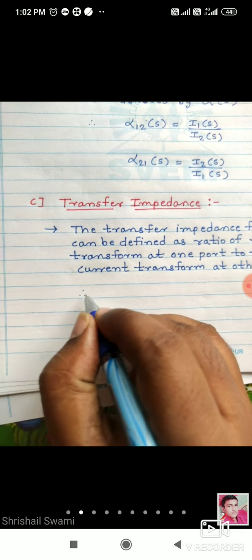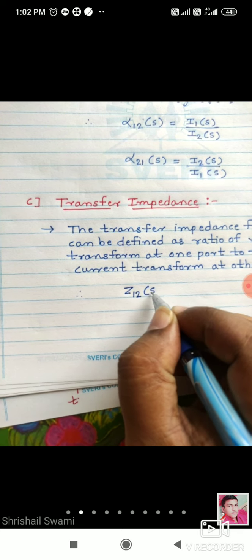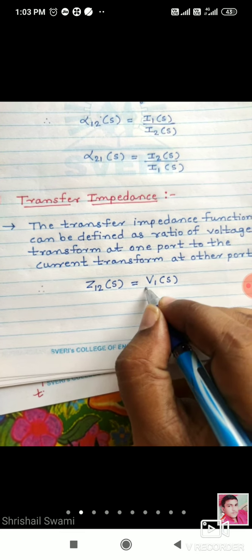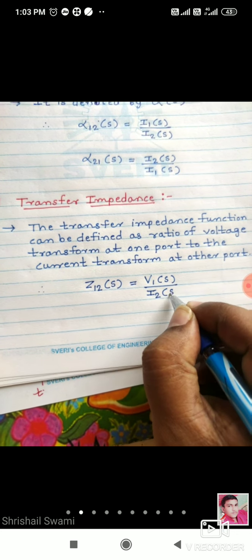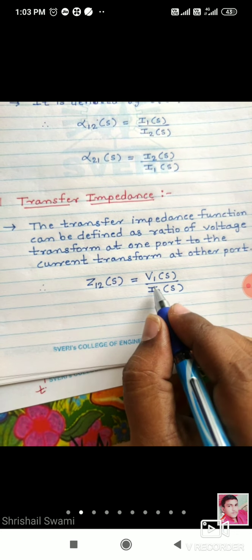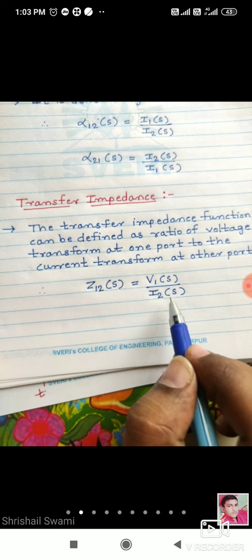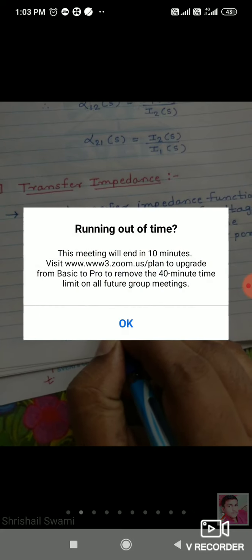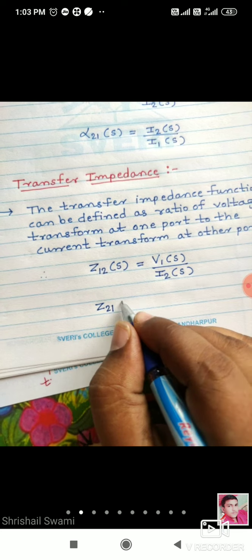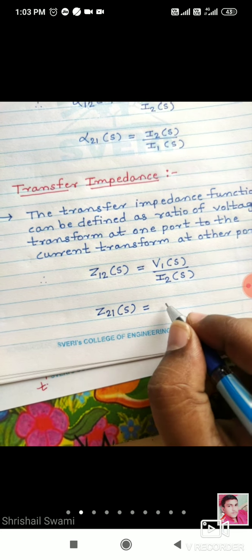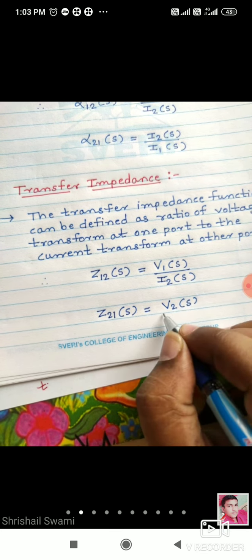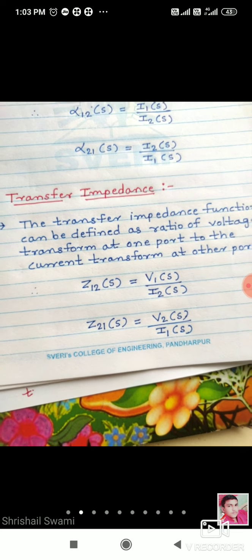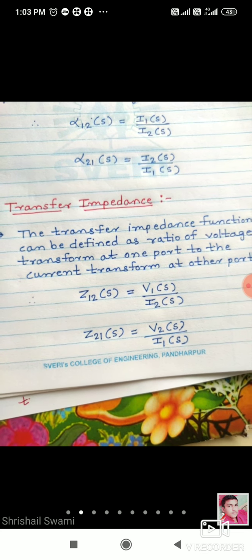Okay, so Z12 of S means V1 of S divided by I2 of S. So V1 is for first port, I2 is for second port. So this is voltage and this is the current. Okay, so according to definition you can cross check. So similarly Z21 of S is equal to V2 of S divided by I1 of S. Okay, so this is called as what? Transfer impedance.